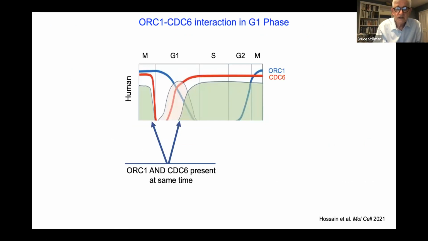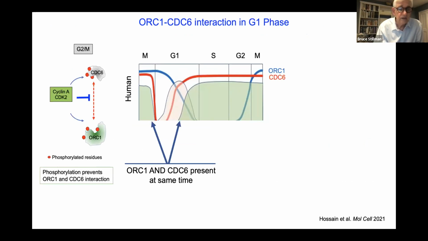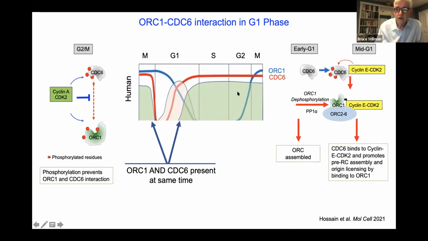So CDC6 and ORC are only present at these two times in the cell cycle. We showed in this paper that they cannot interact because cyclin A CDK2 phosphorylates them in mitosis and causes their destruction. There's no SCIP2 here, so it can't degrade ORC1. But then later on, we showed that ORC binds protein phosphatase 1 through the intrinsically disordered region of ORC1 to dephosphorylate ORC1, allowing CDC6 to bind with cyclin E to promote pre-RC assembly.